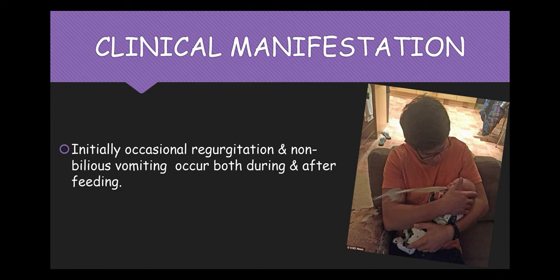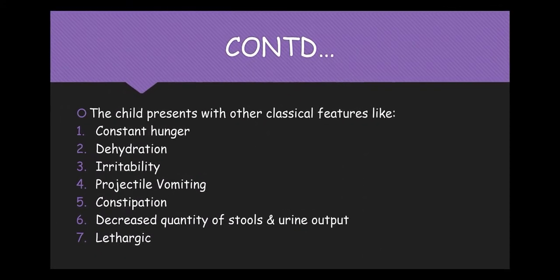Now the clinical manifestation. Initially a child is having regurgitation and non-bilious vomiting both during and after feeding. Then the child presents with other classical features like constant hunger, dehydration, irritability, projectile vomiting. In projectile vomiting, the vomitus is thrown several feet from the infant. It is a main feature of the pyloric stenosis. Note this point. Projectile vomiting is the main feature of the pyloric stenosis.